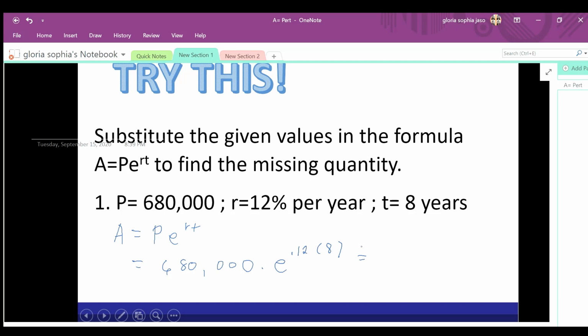It's 2.12. Okay, so the answer is 1,775,953.6, or approximately 1,775,954.